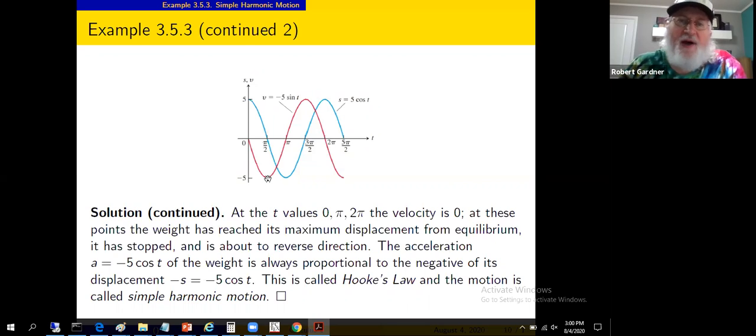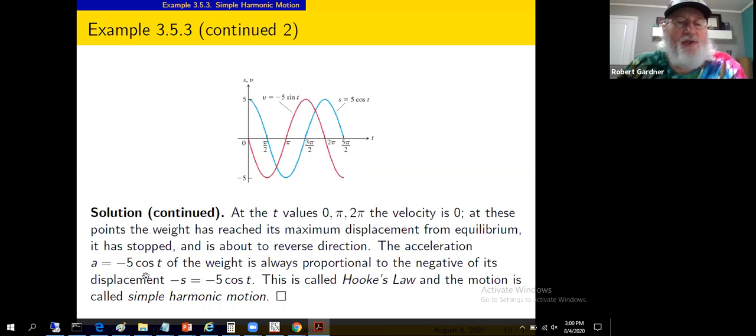They didn't give us units, 5 somethings per second, say. But yeah, velocity is a maximum magnitude here. Velocity itself is a minimum, but its magnitude, its absolute value, its speed is a maximum at these extremes. And all those maxima are the same. So there's a physical interpretation, of course, as well.